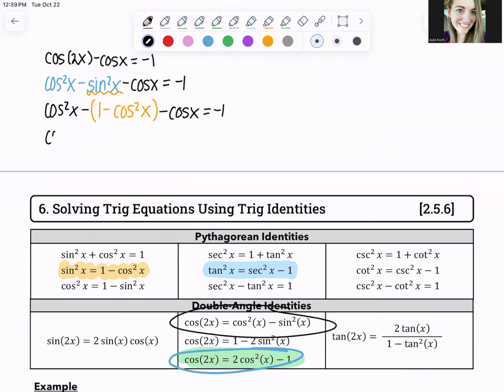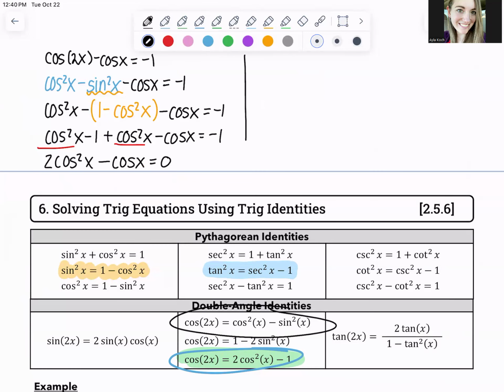You would simplify: cosine squared x minus 1 plus cosine squared x minus cosine x equals -1. You now have two copies of cosine squared x, so that's 2 cosine squared x minus cosine x. Add 1 to both sides, it cancels out, equals 0, back to where you started. That's what would happen. The same thing would happen if you had made the substitution 1 minus 2 sine squared.